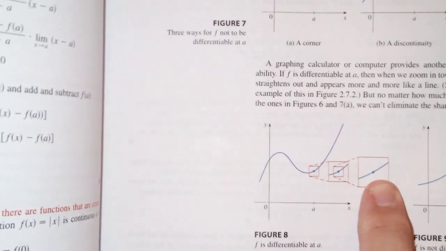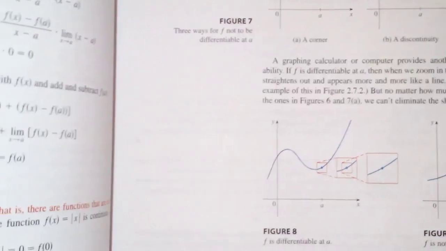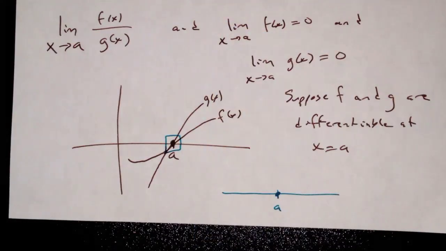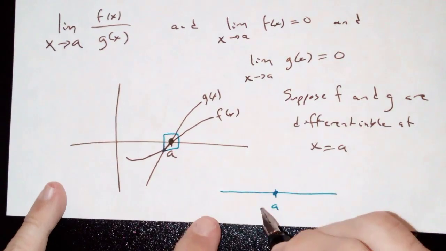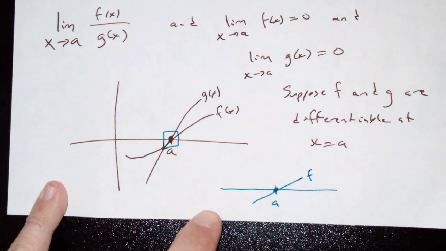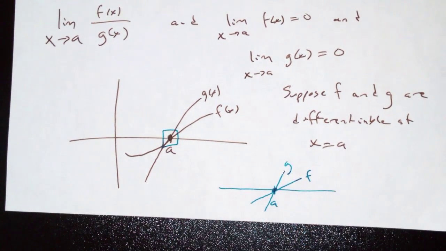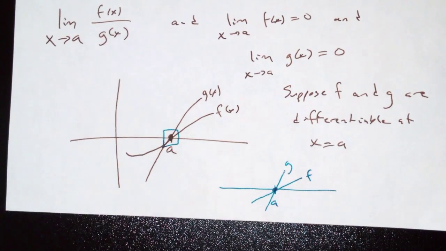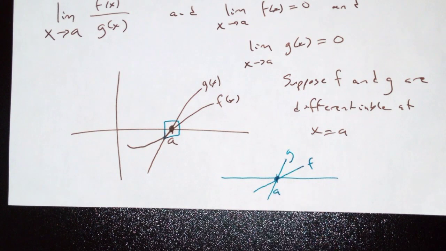Not just any straight line, it looks like the tangent line. So if I zoom in tight enough, I will see f looking like a straight line. And I will see g looking like a straight line. And if I'm trying to take the ratio of these things, I might as well say, you know what, the hell with that. Let's take the ratio of the straight lines.